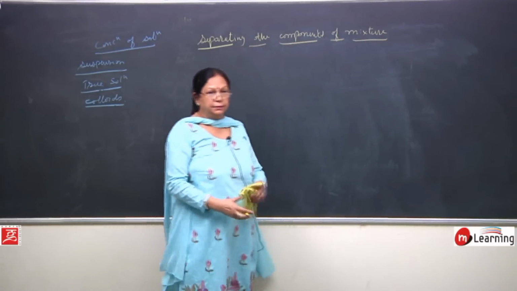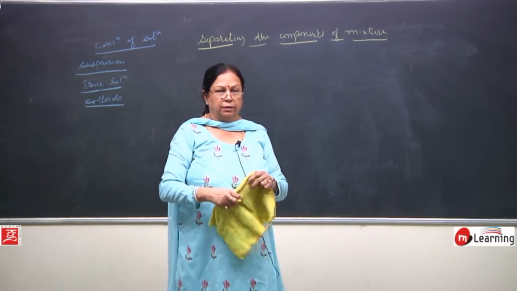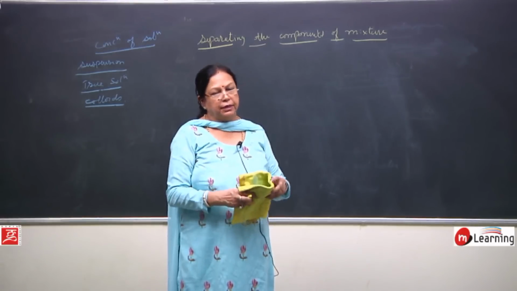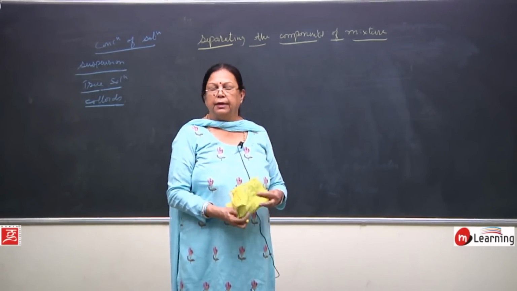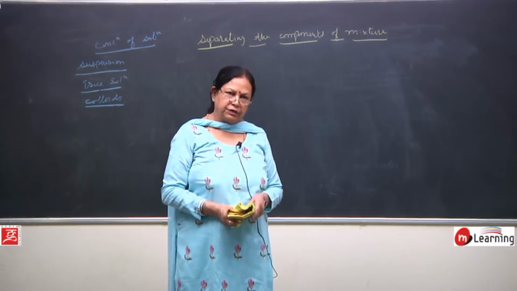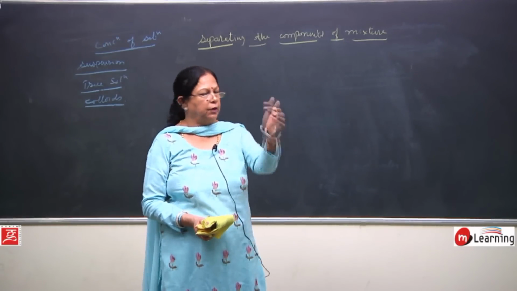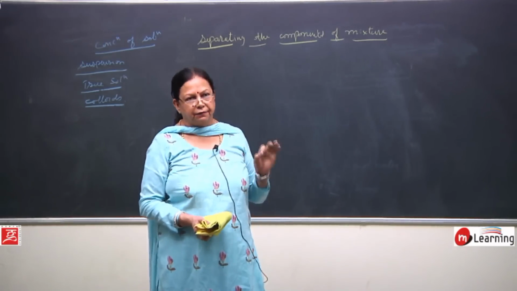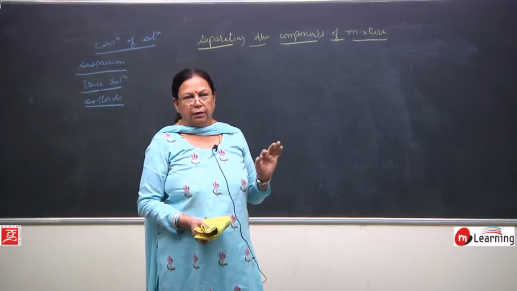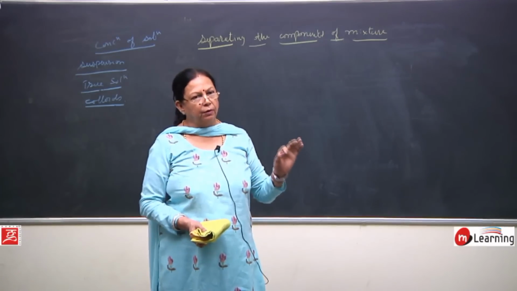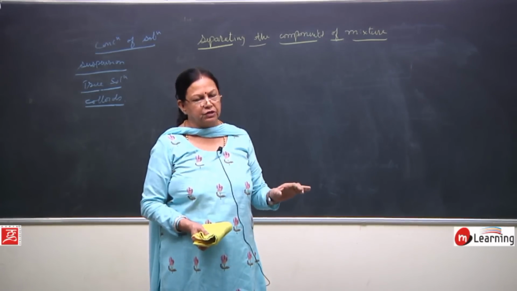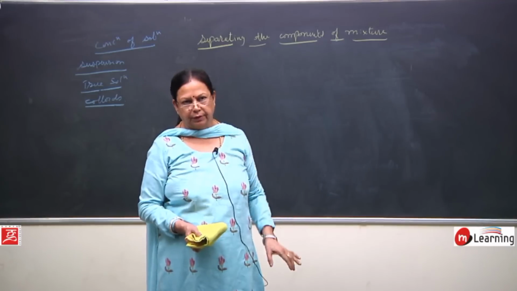What is a mixture, children? It is not a pure substance. It does not have a fixed melting point or boiling point. A pure substance has a fixed melting and boiling point. Elements and compounds are pure substances. They have a fixed melting point and a fixed boiling point.